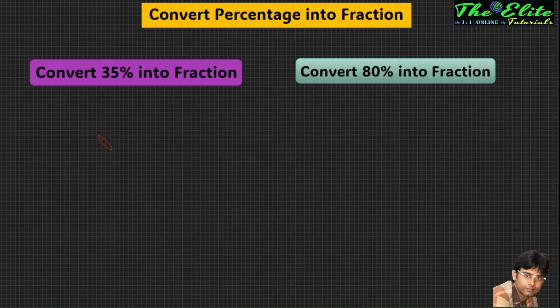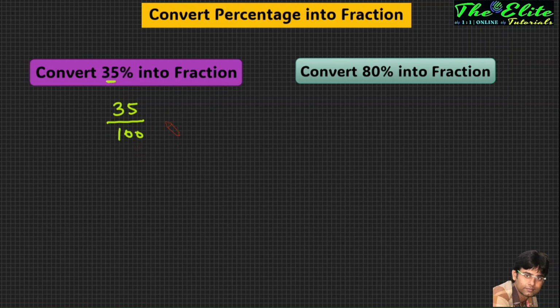Because we know that any percentage is a kind of fraction, first you write the number given in percentage as the numerator, and you write 100 as the denominator, because we know that percentage is a special fraction whose denominator is 100.